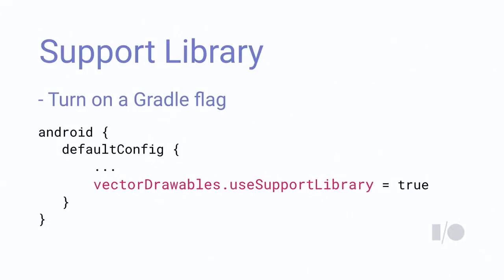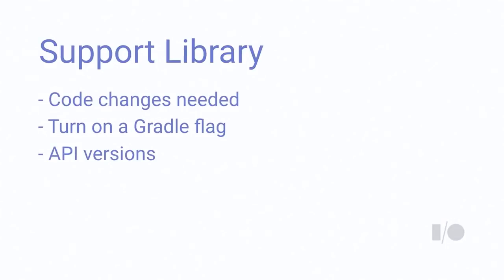There are some caveats for this solution. First, you will need to turn on a special Gradle flag, which is vectorDrawables.useSupportLibrary, which basically turns off the PNG generation and also gives some special treatment to the vector drawable XML file. Second, you also need to be aware of the API versions. For example, VectorDrawableCompat is only backported to API 7, and AnimatedVectorDrawableCompat is backported to API 11.